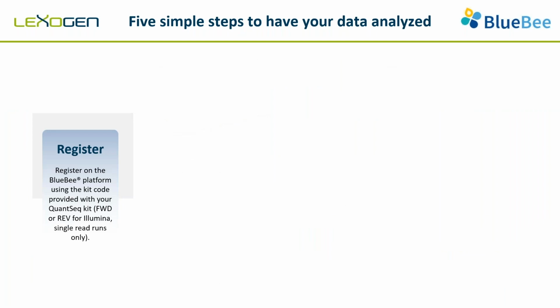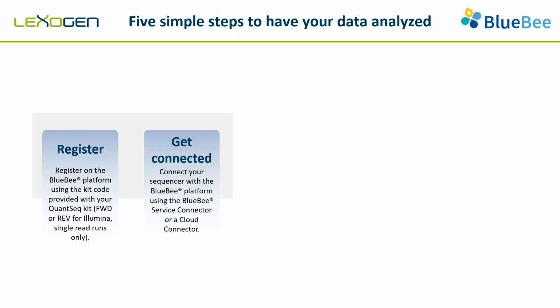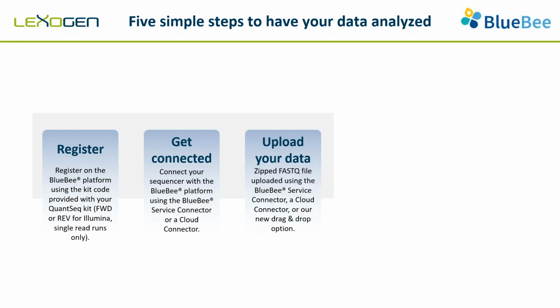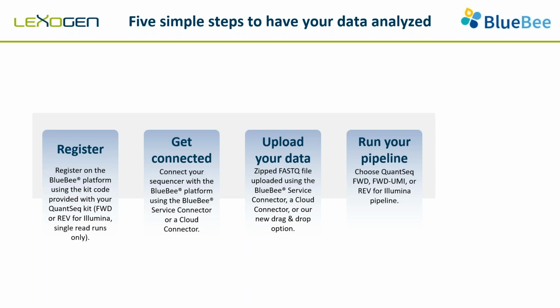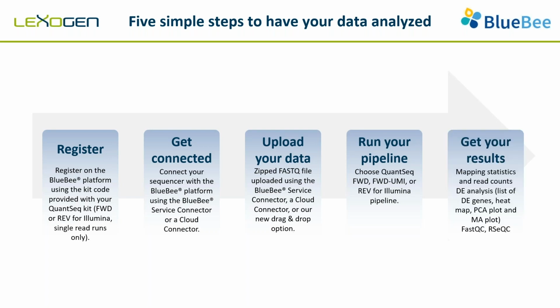To analyze your data on BlueBee, there are 5 simple steps to get started. First, registration using your activation code found on your Quantic kit, which I'll direct you to later in this presentation. Next, connect your sequencer with the BlueBee service connector or a cloud-based connector such as Amazon, BaseSpace, or Google. FASTQ files can then be uploaded via the BlueBee service connector, a cloud-based connector, or our new feature, the drag and drop option. Following this, you would choose your pipeline based on the kit you have purchased. And then lastly, you can view and download the output files, which include mapping stats, read counts, and FASTQ files. Additionally, for Quantic, you can also run DE analysis to obtain a list of differentially expressed genes, heat maps, PCA plots, and MA plots.